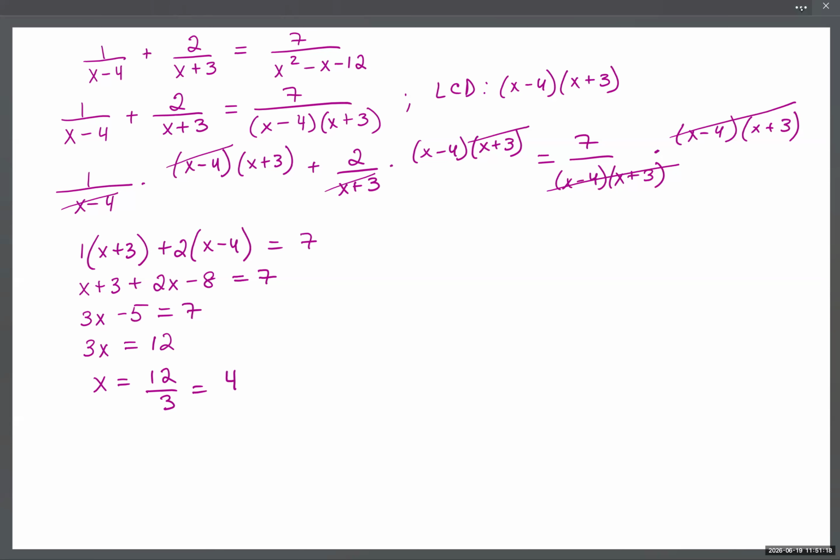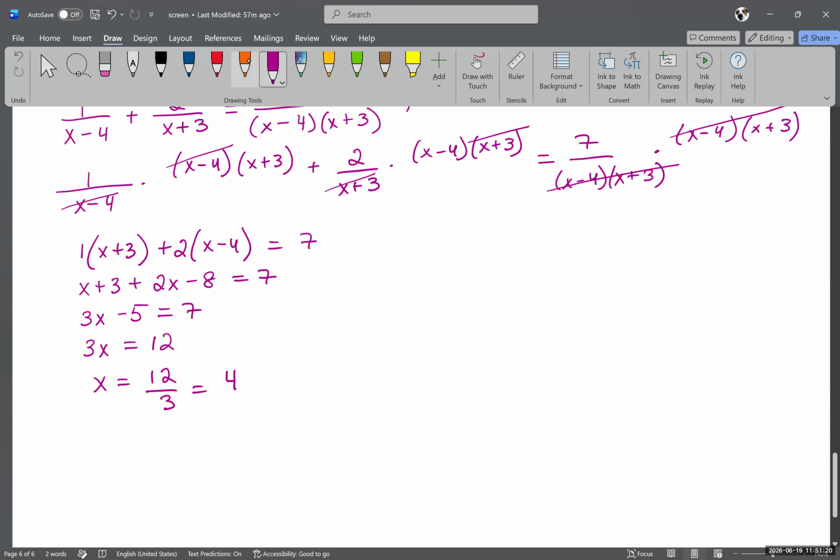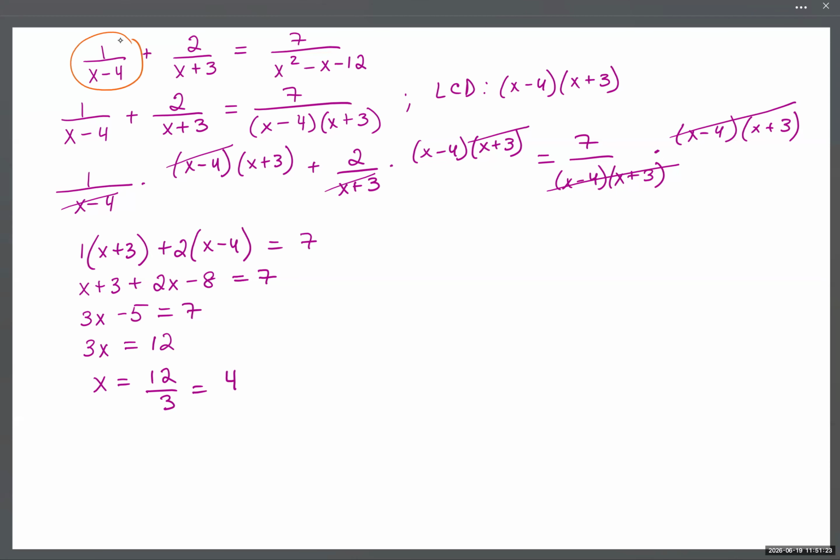Now, here's where the checking comes in. If you look at this fraction right here, 1 over x minus 4, if we plug in x equals 4, that's going to be 4 minus 4. So that's 1 divided by 0. This is an issue. This cannot happen. This is a problem. So 4 cannot be a solution because it actually makes the equation invalid. We cannot ever have a 0 in the denominator. Since we didn't get any other numbers for x, this particular problem has no solutions.